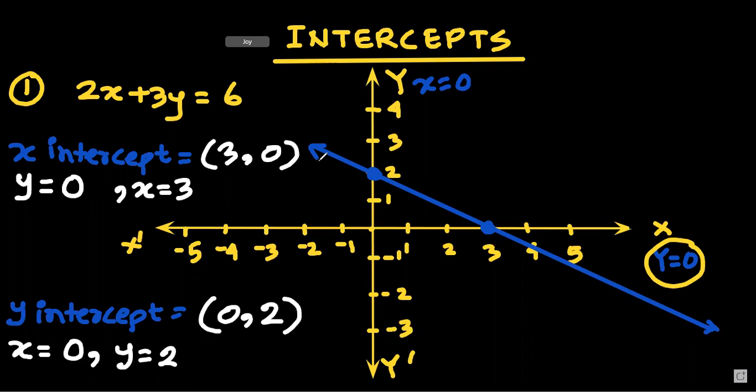So if an equation is given, you just find the x-intercept, you just find the y-intercept, draw the 2 points on the coordinate plane, and just join them and extend the line to get the graph of the linear equation. So 2x plus 3y equals 6 represents this line. That's all.